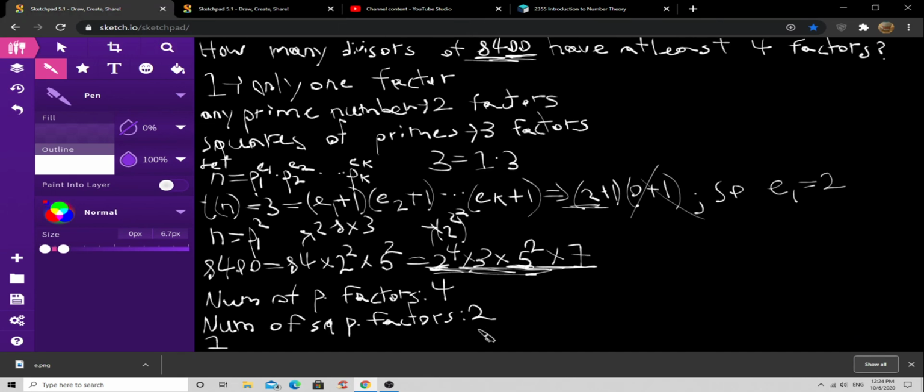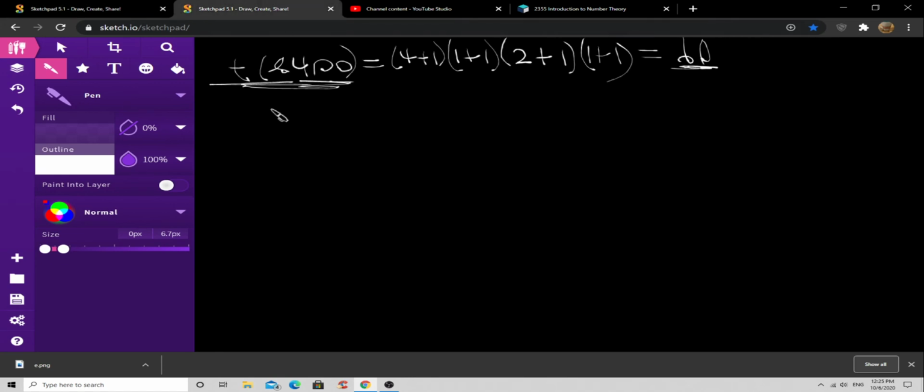Now we have the total number of values to be eliminated: 4, 2, and 1. If we sum that, 4 plus 2 plus 1 is 7. So we can subtract 7 from 60, and we get an answer of 53. Hopefully you were able to solve this, and have a nice day.